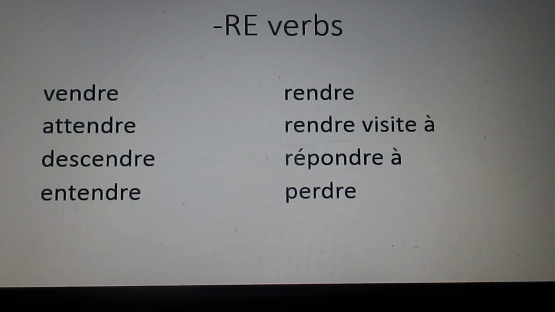Vendre, attendre, descendre, entendre, rendre, rendre visite à, which we will talk a little bit more about later, répondre à, and perdre. Notice that rendre visite à and répondre à have that preposition à afterwards. It's important to remember that.